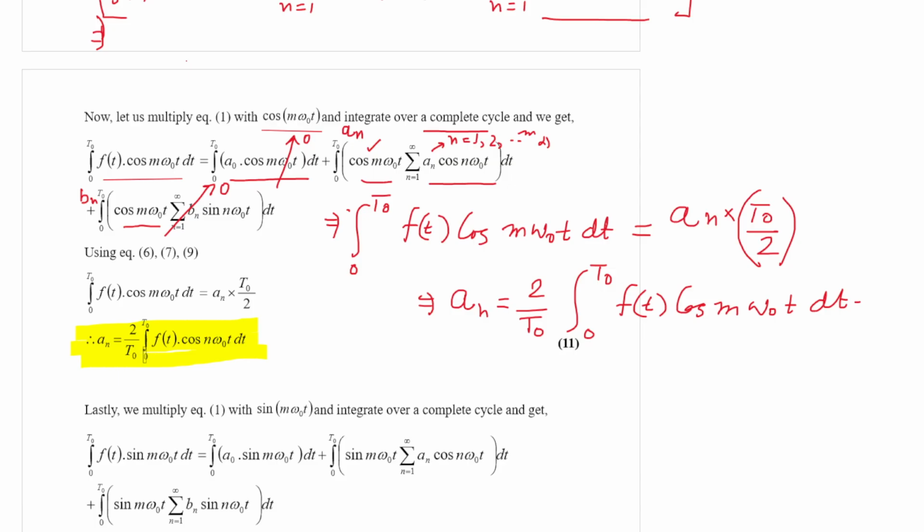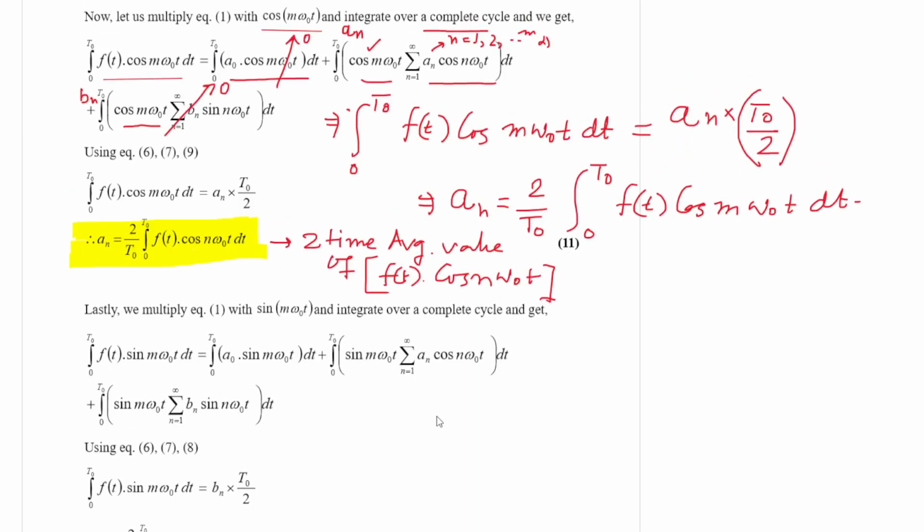So what does this equation signify? It is depicting 2 times the average value of f(t) into cosine n omega naught t. When you multiply this function with cos n omega naught t and take the average value, it actually represents 2 times the average value.